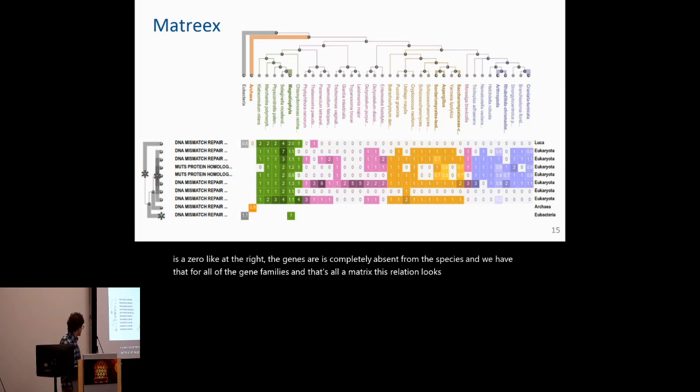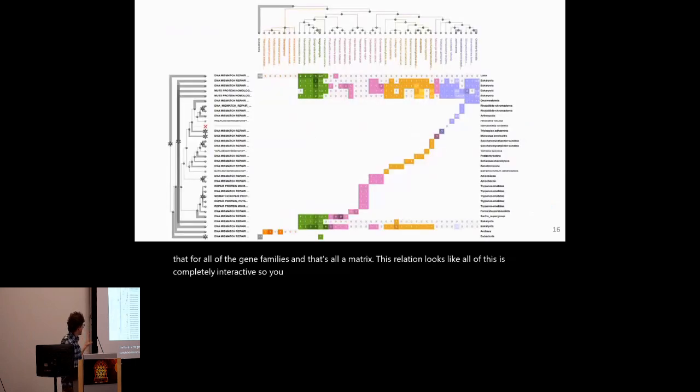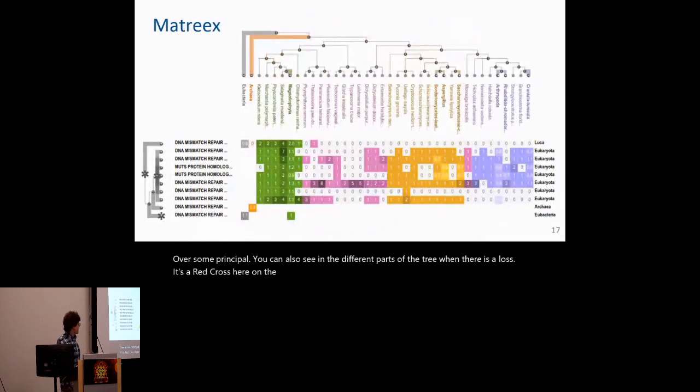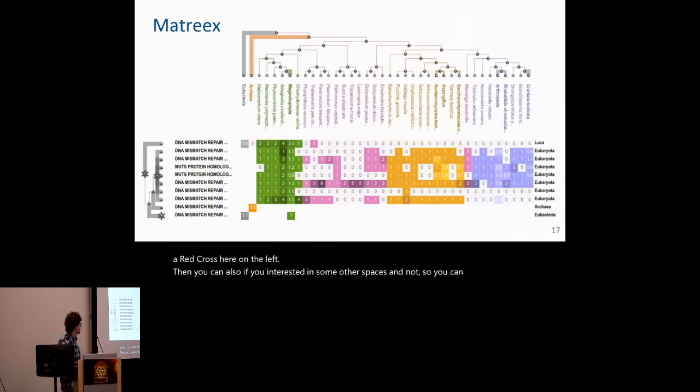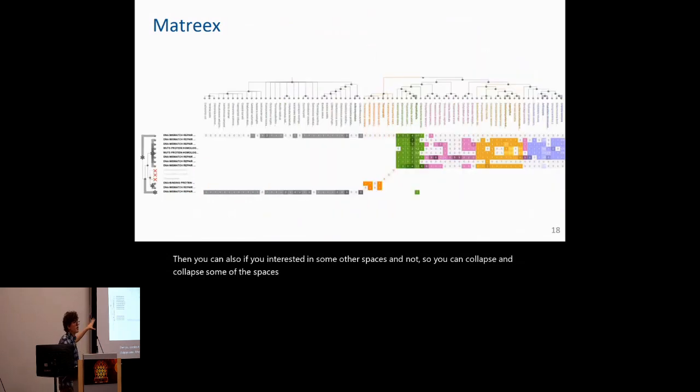All of this is completely interactive, so you can uncollapse any of the subfamily trees whenever you want, in which case it will expand the view on the same principle. You can also see in the different parts of the tree when there's a loss. It's a red cross here on the left. Then, if you're interested in some of the species and not others, you can collapse and uncollapse some of the species branches, in which case you will see more information about the species in the clade.